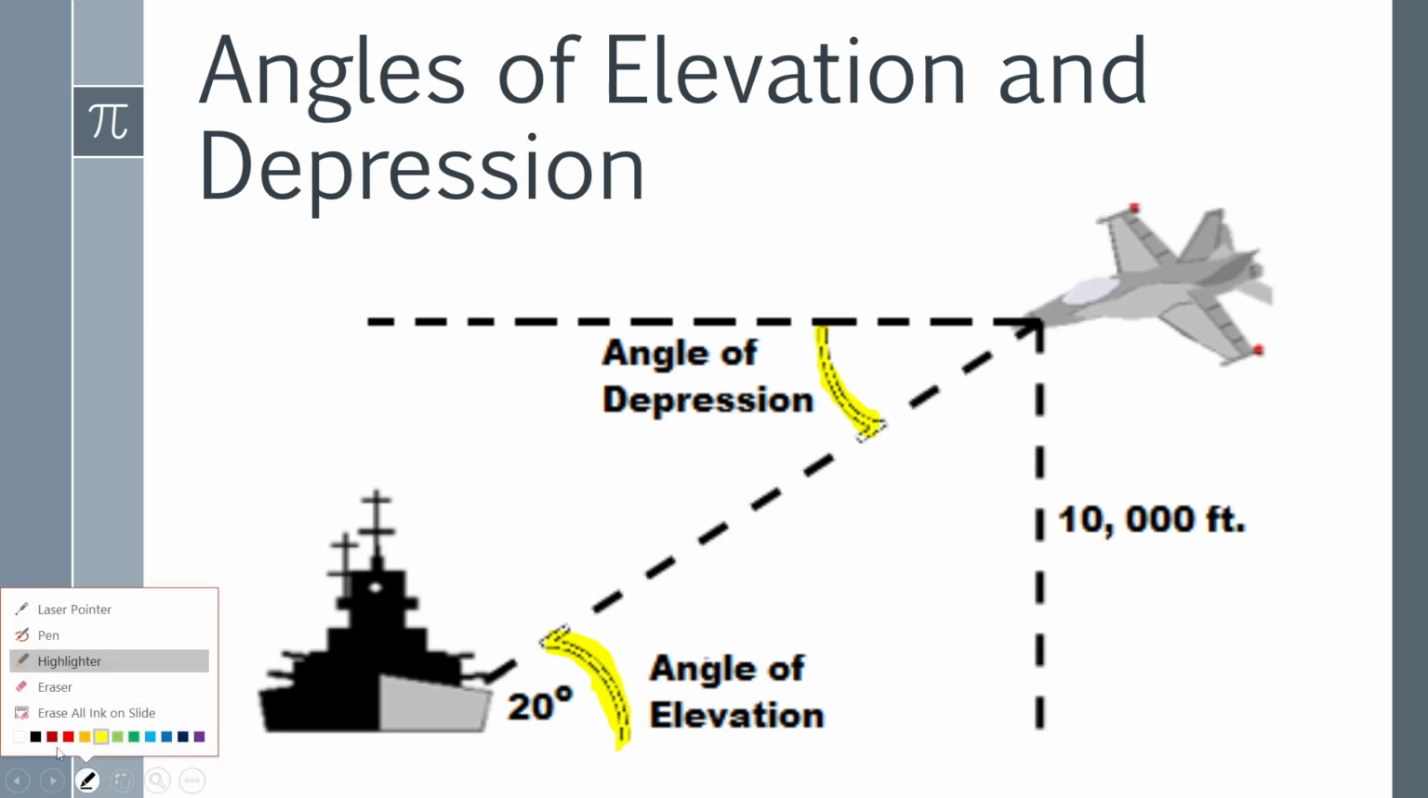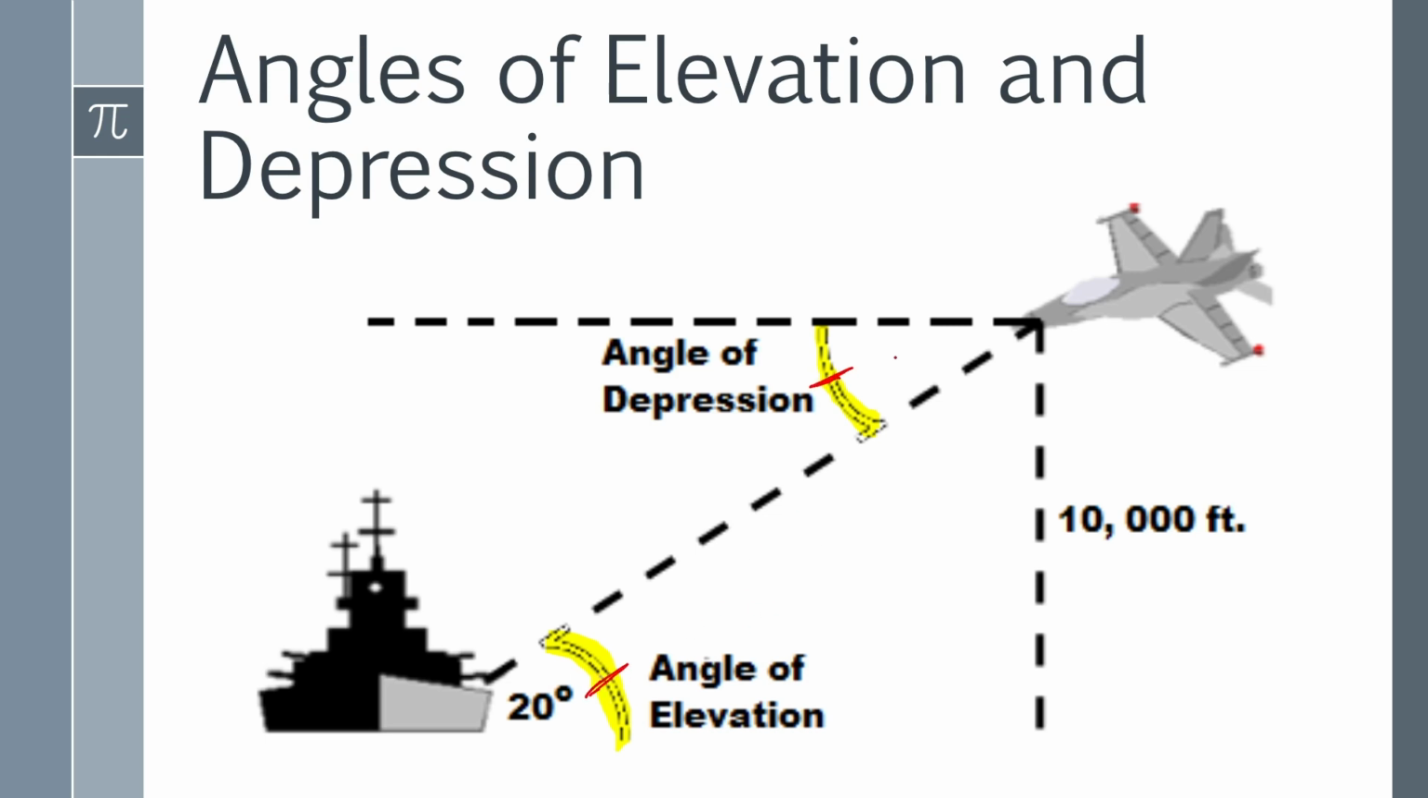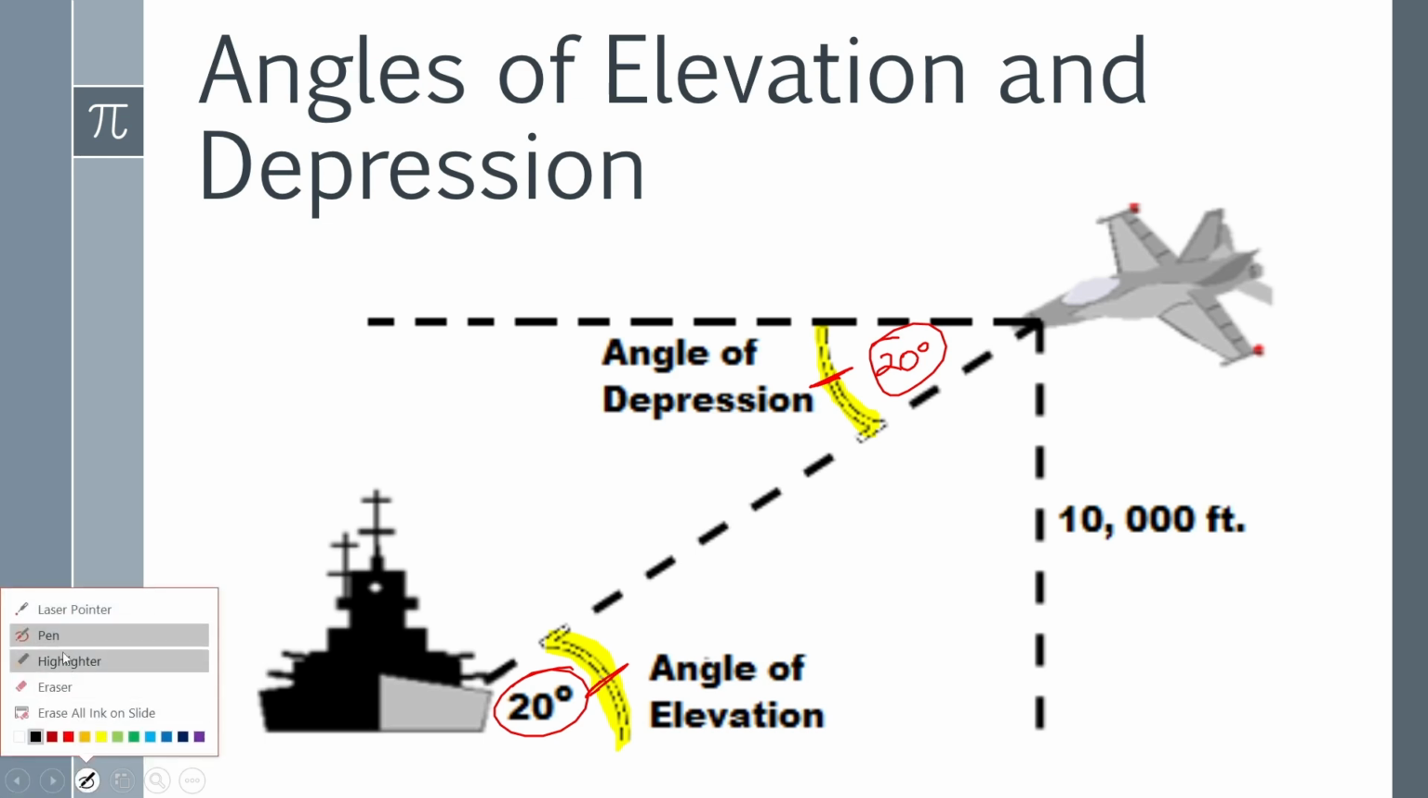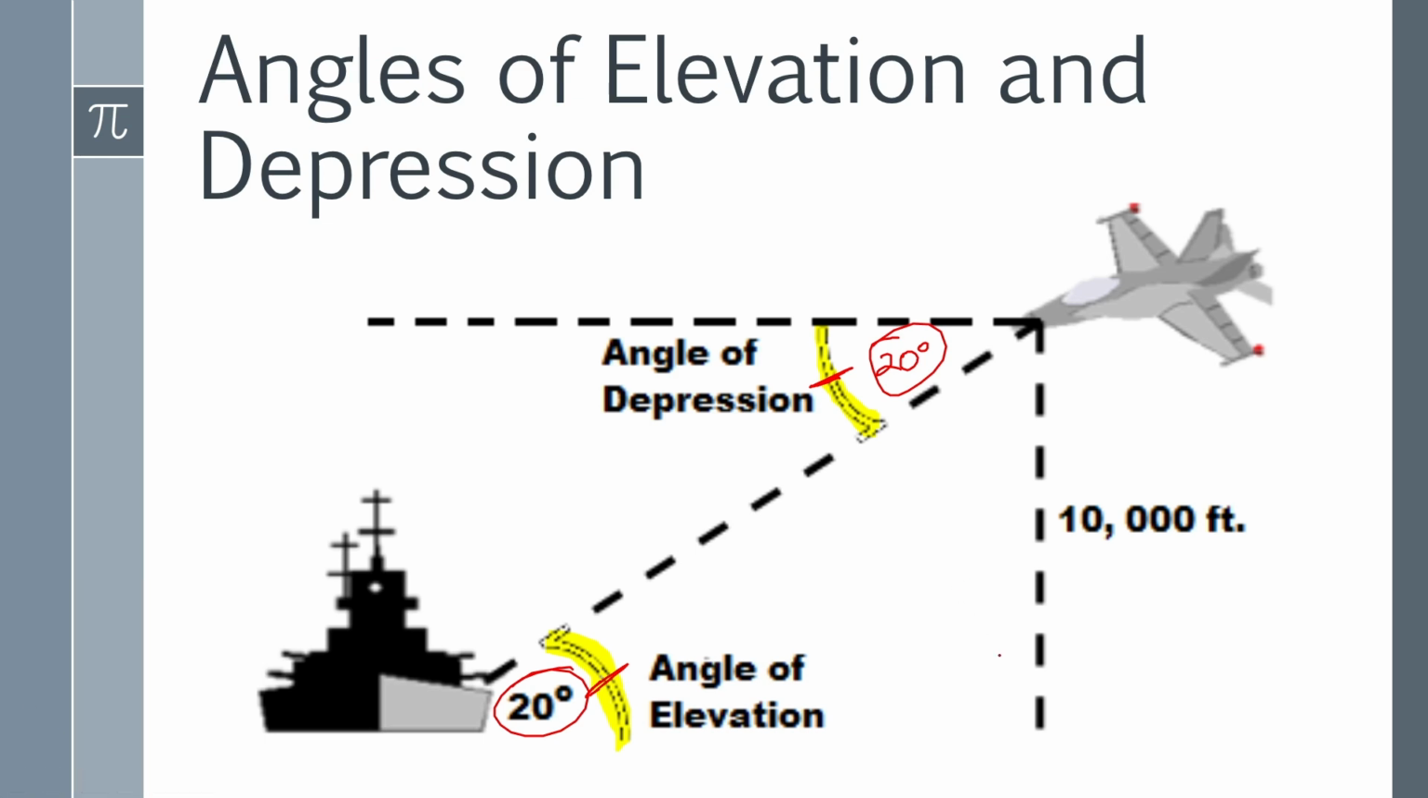Now, the thing that's interesting about this is that this 20-degree angle here is the same as this angle of depression. Both of these angles are congruent, okay? So the one thing we can do with this is solve it using some trig functions. So down here is a right angle, right? So this is the right angle on this triangle, okay?